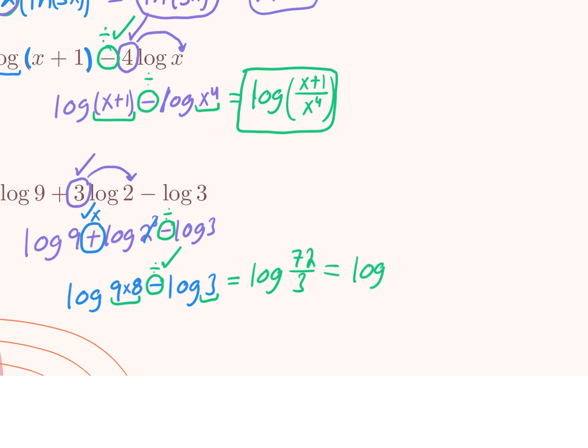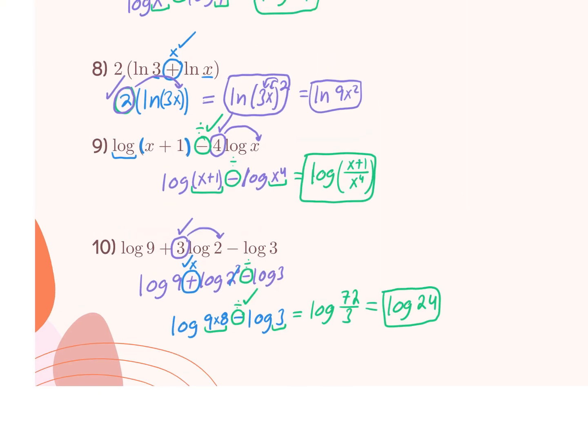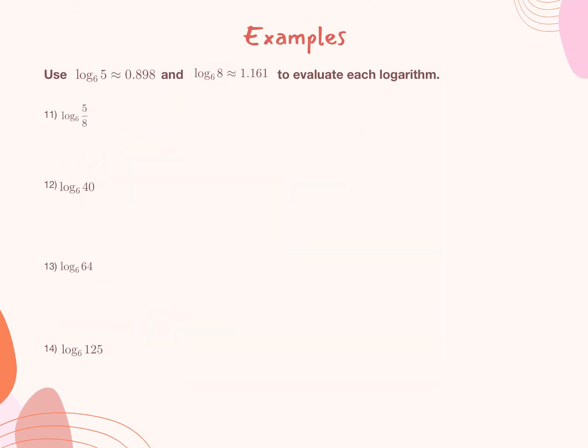This is going to give you log of 24, all right? And then that is a singular logarithm, all right? So that's our idea for condensing. That's how we condense, all right?